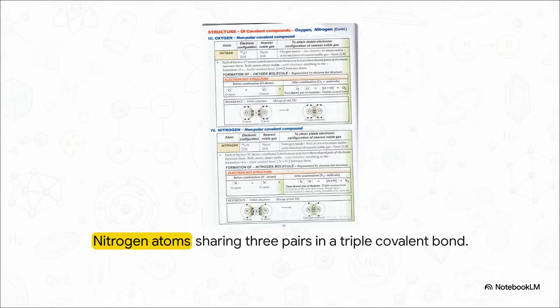But what if they're completely desperate for electrons? Well, the sharing gets pretty intense. Nitrogen atoms are each short by a massive 3 electrons. So what do they do? They overlap and share 3 pairs of electrons simultaneously. That forms an incredibly robust triple covalent bond, which essentially locks those 2 nitrogen atoms together with an absolute iron grip.